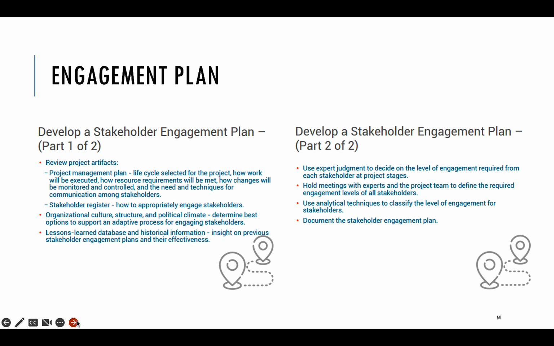Use expert judgment to decide on the level of engagement required from each stakeholder at different project stages. Hold meetings with experts in the project team to define the required engagement levels for all of your stakeholders. Use analytical techniques to classify the level of engagement for your stakeholders and document your stakeholder engagement plan.